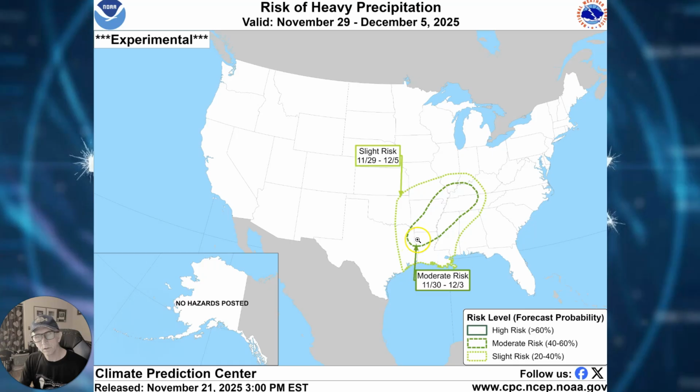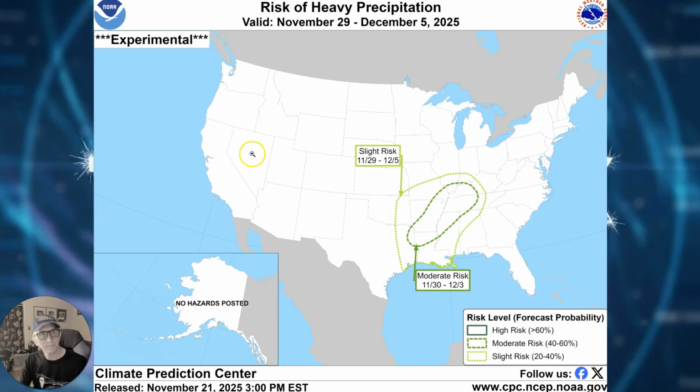So now we look at the precipitation risk of heavy precipitation, okay? Moderate risk here in the Lower Mississippi Valley, surrounded by slight risk. Okay, so a moderate risk at this stage is pretty significant. Well, it's significant in general because they don't put out moderate risk unless they really have a pretty good confidence that it will happen. All right, so you need to be mindful about this. This is after the Thanksgiving holiday travel season, so that's good.